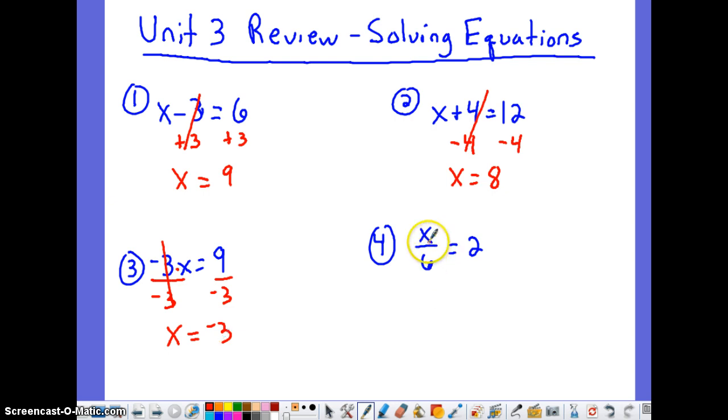In number 4, this 6 is attached by division. The opposite of dividing would be to multiply. So I multiply again both sides. I have x is equal to 12.